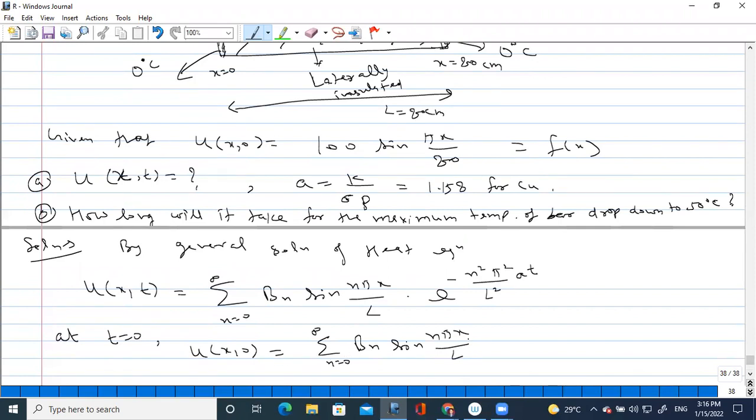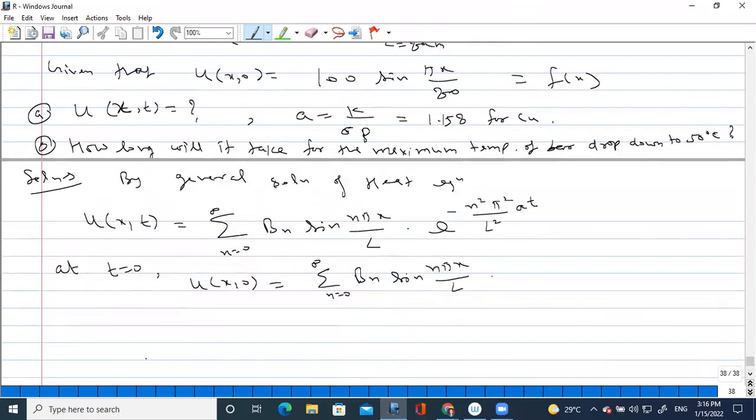So b_n into sin(n pi x by L) into this e to the power 0 is 1 only. So only this much is left. Now this u(x,0) on the left hand side is already given in the question, so that can be put directly. So this implies 100 sin(pi x by 80), because from the question you can see that L is equal to 80.